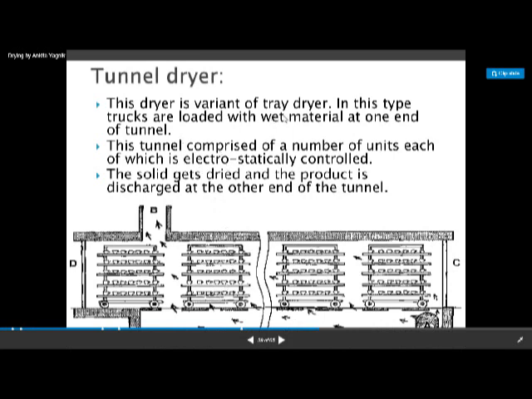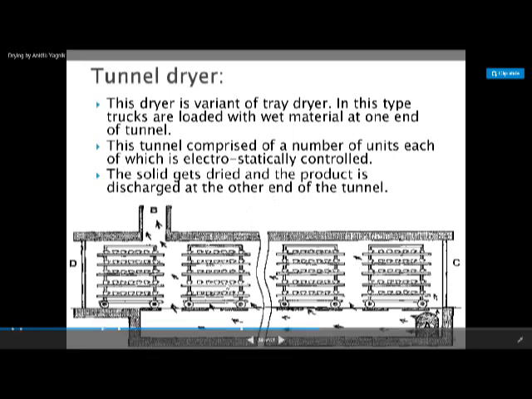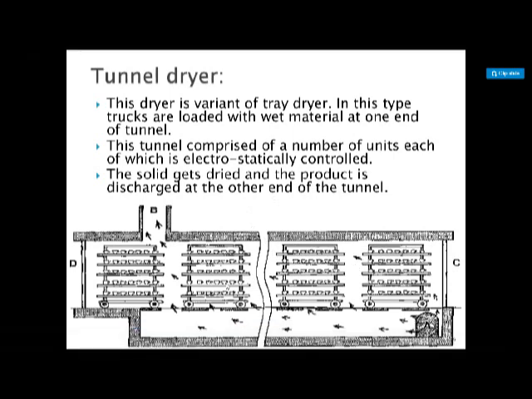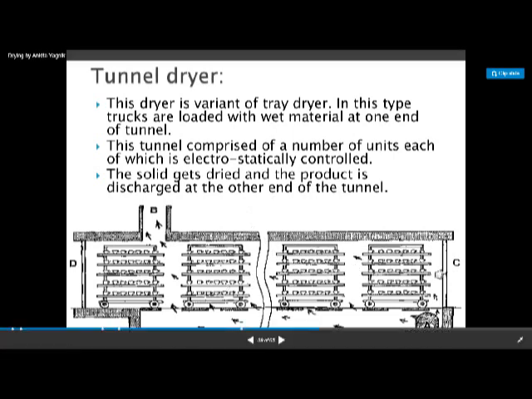It is a variant of the tray dryer, and in this the trucks are loaded with wet material at one end of the tunnel, and the tunnel is comprised of a number of units. You can see here 1, 2, 3, 4. You can upload more tunnels also, and from one end it is loaded, from the other end it is unloaded, right? So this is the tunnel dryer.